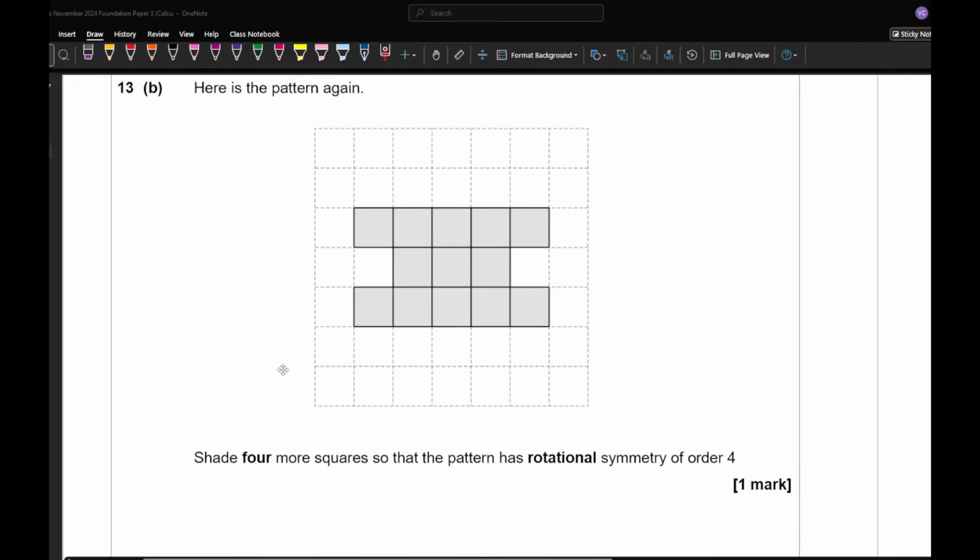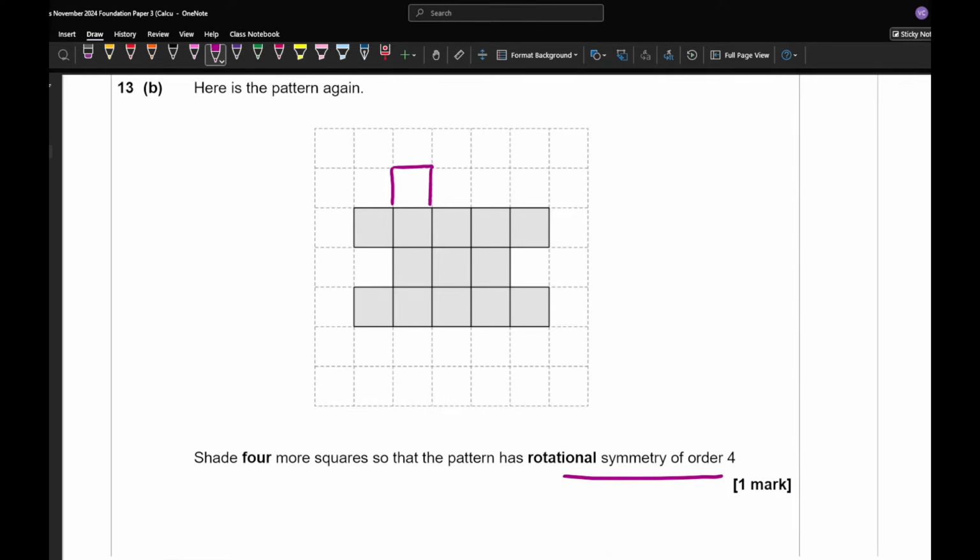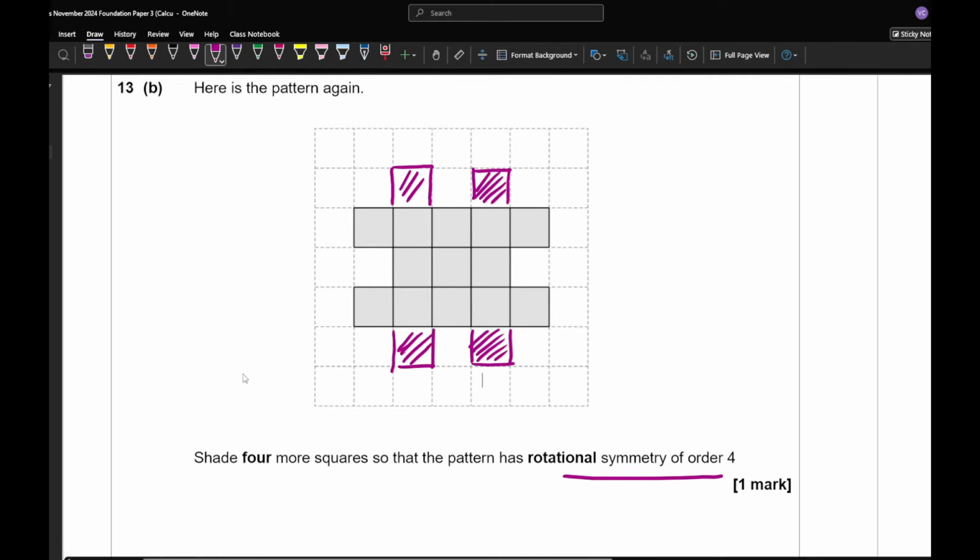For question 13b, it says here is a pattern again, and it says shade 4 more squares so that the pattern has a rotational symmetry of 4. Now the 4 squares we want to highlight are going to be this one here, this one here, this one here, and this one here. And again, use a ruler, trying to be as neat as possible, and don't forget to shade in the squares.